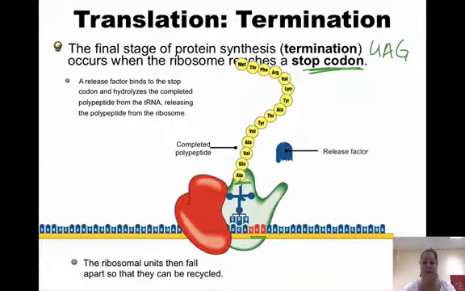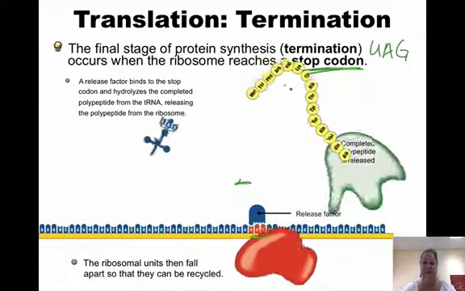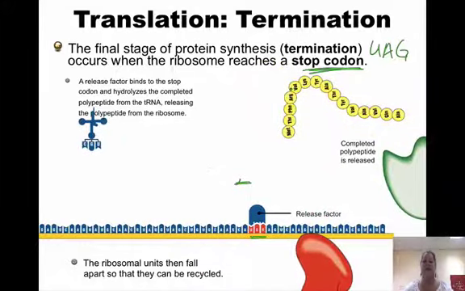Okay, so then it falls off. The release factor, look at that. The subunits come apart, they're free-floating in the cytoplasm. The protein goes to where it needs in the body, and the tRNAs get the amino acids ready for the next protein that needs to be translated.